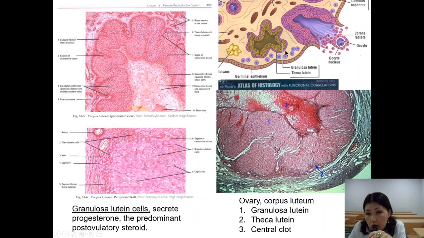This is also a diagram of the corpus luteum, ovary. This is granulosa lutein, theca lutein, and central clot, blood clot.